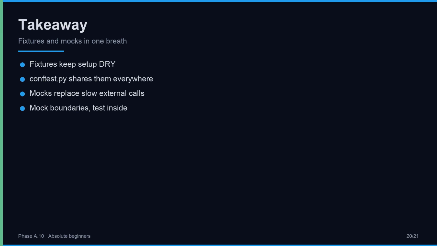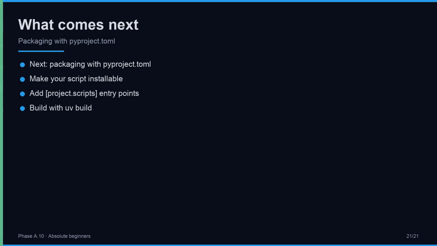Here is the lesson in one breath. Fixtures keep your setup code DRY, define once, inject anywhere. conftest.py makes fixtures available across the whole project without imports. Mocks replace slow, external, or unreliable calls so your tests stay fast and deterministic. The golden rule: mock at the boundaries, test the inside honestly. Master these 3 tools and you can test any Python code, no matter how connected it is to the outside world. One breath.